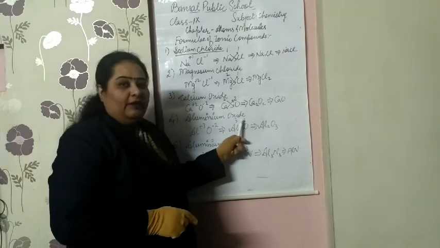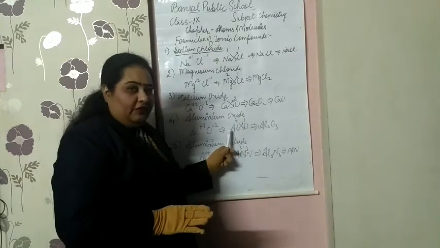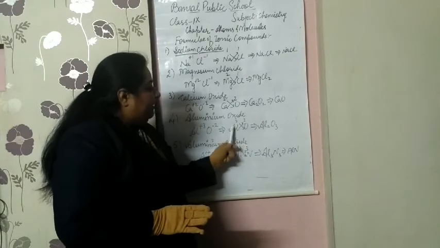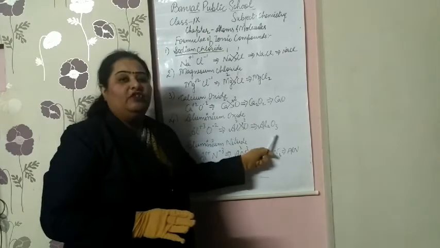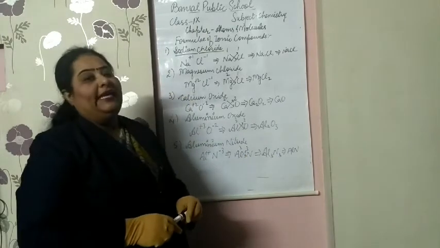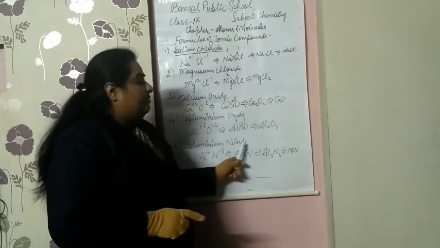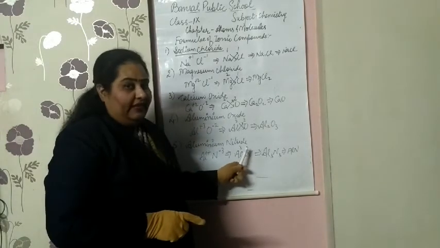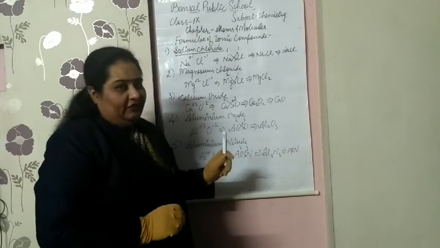Charges are written without charges, the numbers are written at the top above the symbols, multiplied by the crisscross method. Aluminium will be multiplied by 2, oxygen will be 3, and the formula will be Al2O3. Right? Next is aluminium nitride. It is nitride, meaning nitrogen with valency -3.